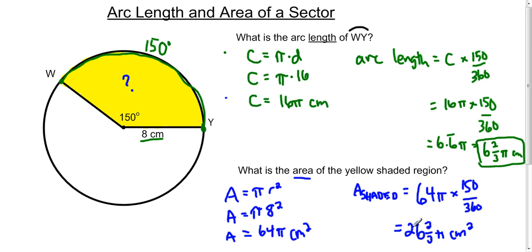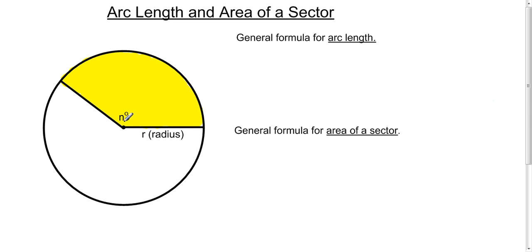So for the area of a shaded region, we're going to take the area and multiply it by the fraction of the circle we're dealing with. So in general, how could we give a rule for this? Well, if we have an angle of n degrees and a radius of r, what would be the formula for arc length? Well, I'll use L for arc length. I think most books use S, but that doesn't make any sense to me, so I'll use L. So the arc length would be the circumference times the degree n over 360.